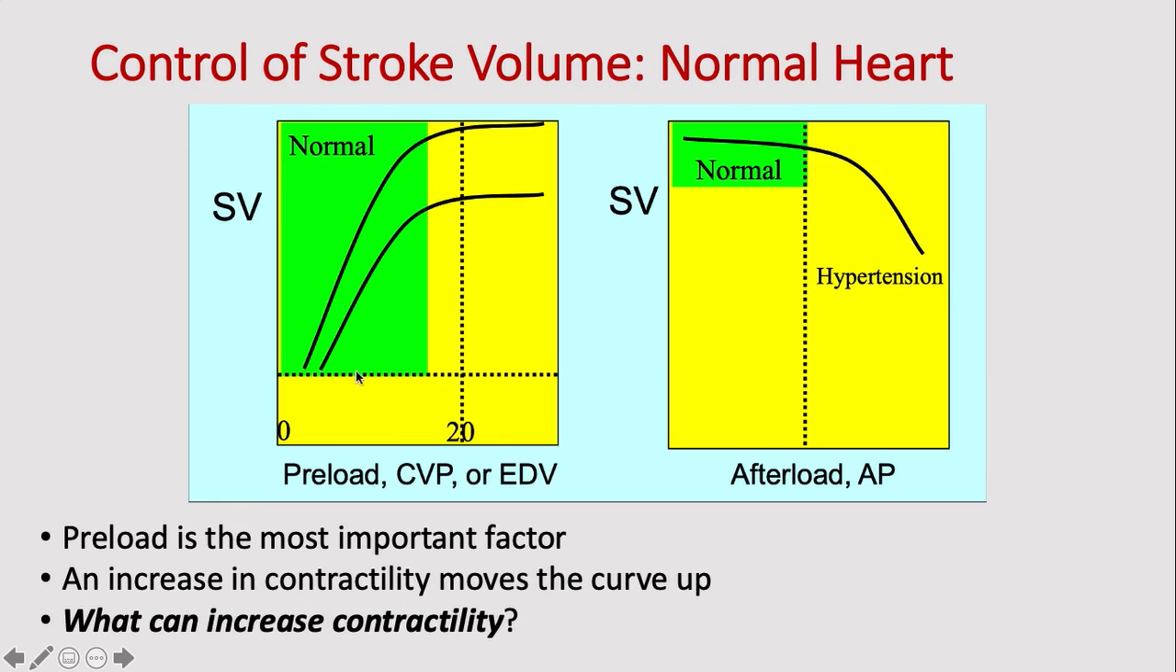So if we increase preload, or we increase blood entering the right heart from the venous system, we'll get a sharp increase in stroke volume from the right heart, right? And then usually after about 20, it levels off. So it doesn't matter how much more blood you add to the right heart, it won't pump any more because you're going to get to the point where it's at maximum capacity, right? So that's very important to know. If we increase preload, we can increase stroke volume.